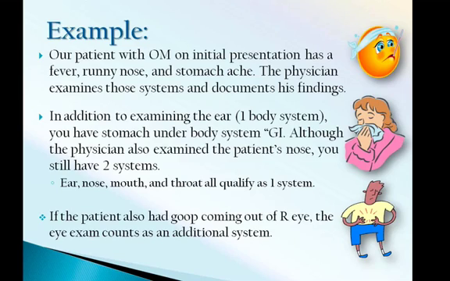If we did have the combination of the eye in addition to this example, then we would be able to count the eye as an additional system. The 1997 guidelines require 6 to 11 bulleted elements for an expanded problem-focused exam.